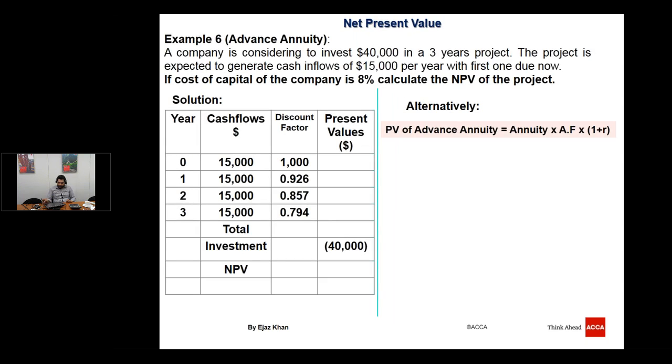So just go ahead and calculate this one as well. If you see, this is again an annuity here, but don't use annuity factor in this case. Just use this tabular approach to find out the present value, and don't use annuity factor at the moment.